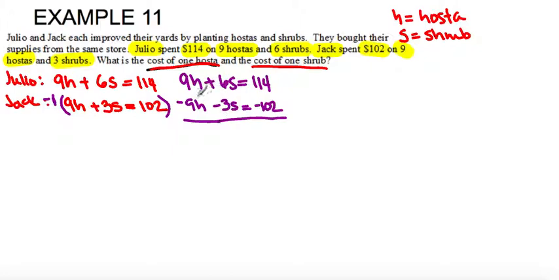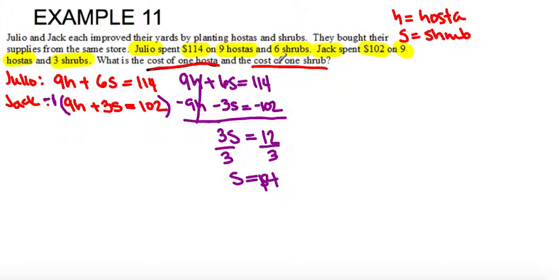And then I combine my like terms, so I have 9H minus 9H cancels out. 6S minus 3S is 3S. And then 114 minus 102 is 12. So I have to get S by itself, so I divide both sides by 3. I get S equals 4, and that's $4. So the cost of 1 shrub is $4.